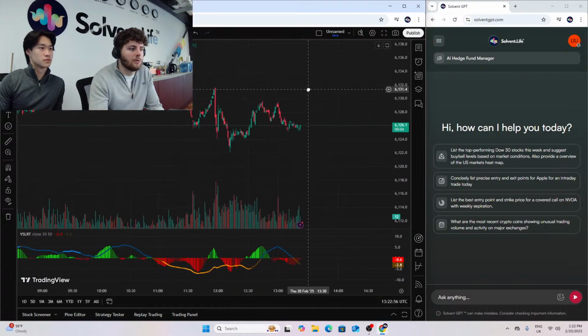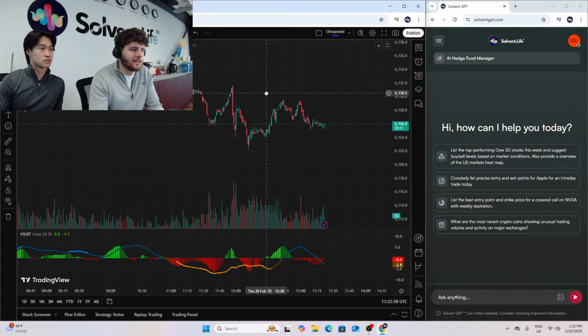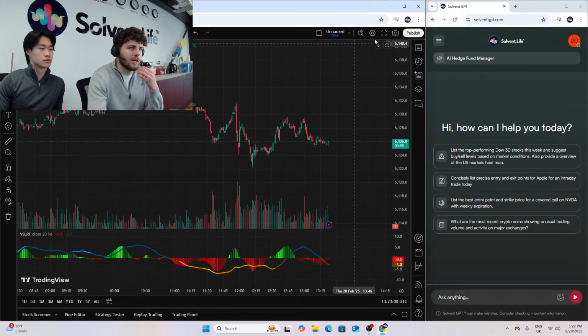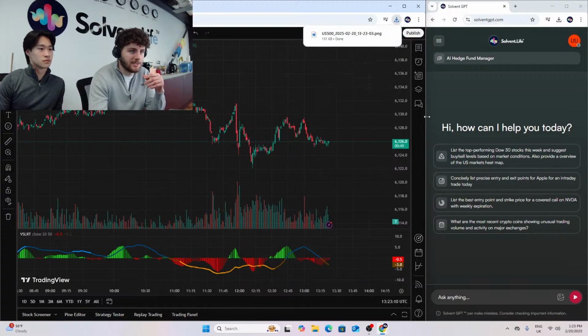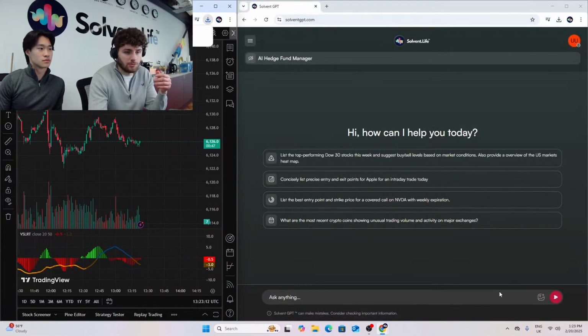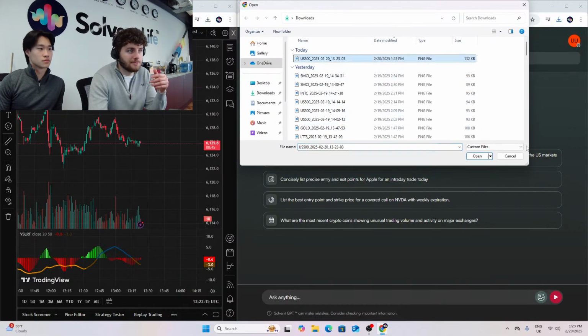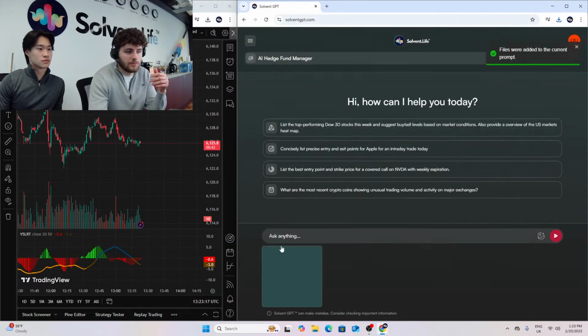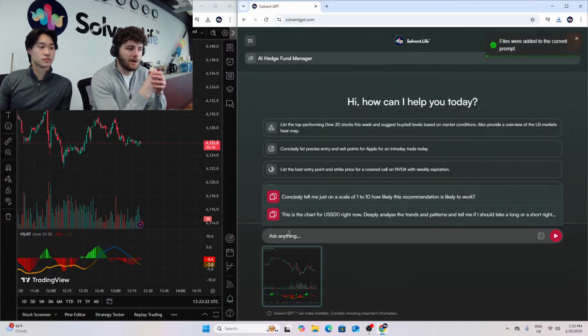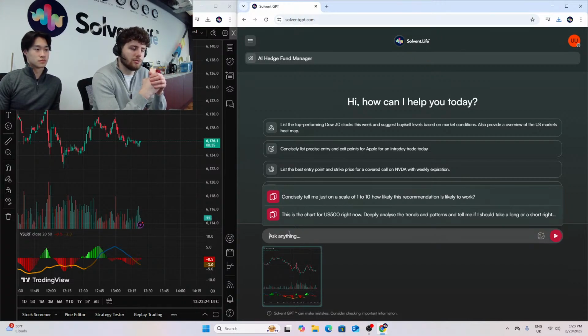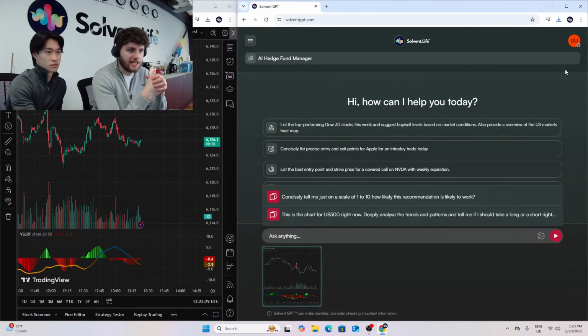So what we're going to do, we're going to ask the GPT what it thinks of this current price action and what it believes the next step is in terms of where the markets are headed. By taking in this information, we can ask the GPT what kind of trade we can place that will yield the best results. So we're going to simply add this chart, just upload it to the GPT, and then we have a pre-engineered prompt we've saved up above. This is the chart for the US 500 right now. Deeply analyze the trends and patterns. Tell me if I should take a long or a short.